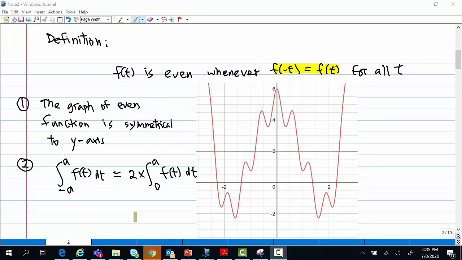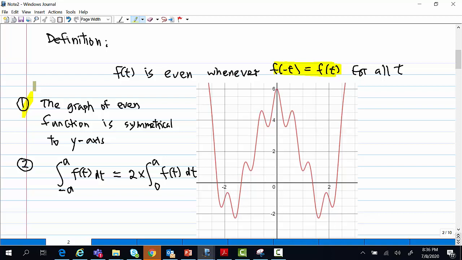We will start off with the definition of an even function. A function f of t is even whenever f of minus t is equal to f of t for all t. The graph of an even function is always symmetrical about the y-axis. So you can see that the graph, for example, on the right side, is symmetrical about the y-axis.